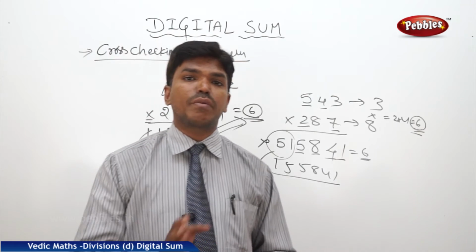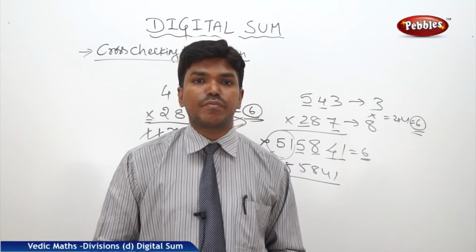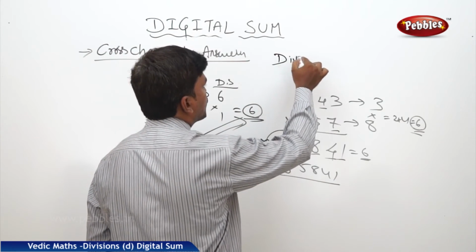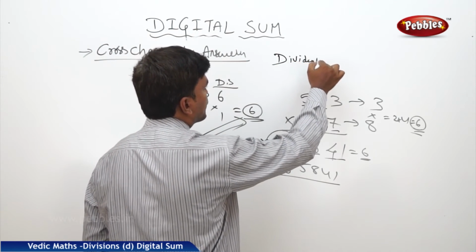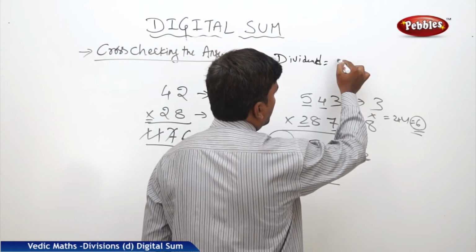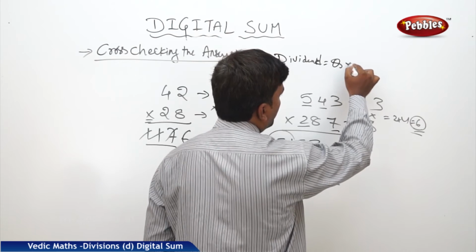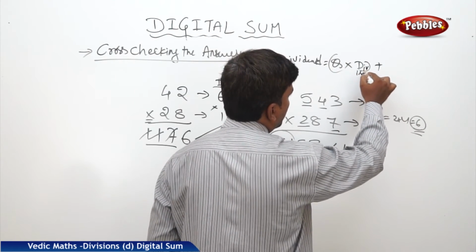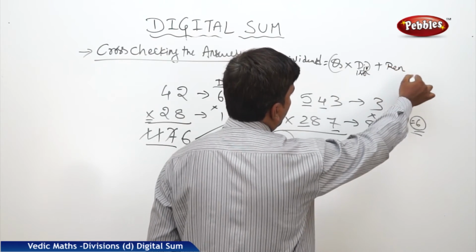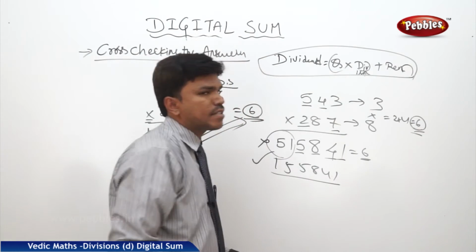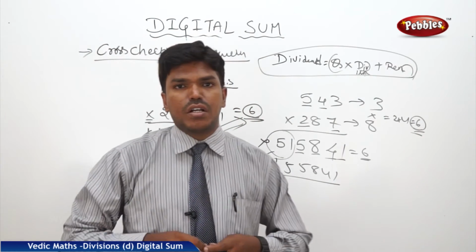Even the same thing you can apply for division also. Just by applying the rule of what? Dividend equal to quotient into divisor plus remainder. Okay, you can apply the same thing here with the digital sum to cross check even divisions also.